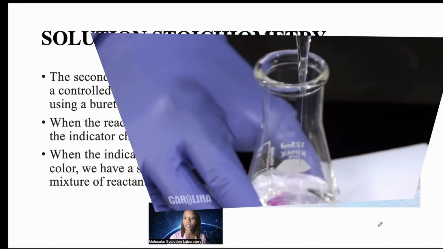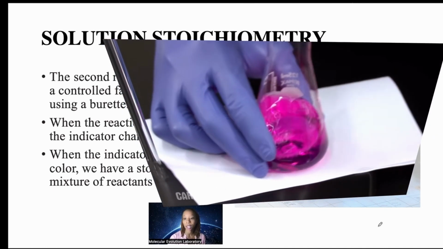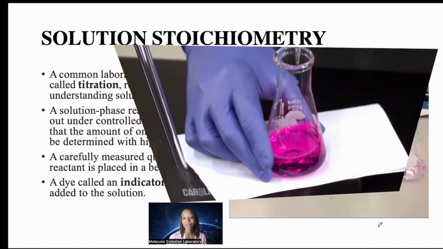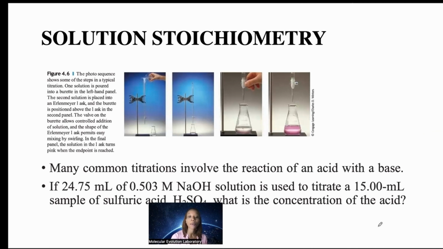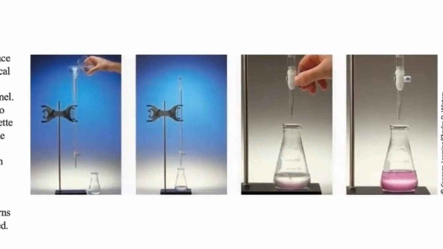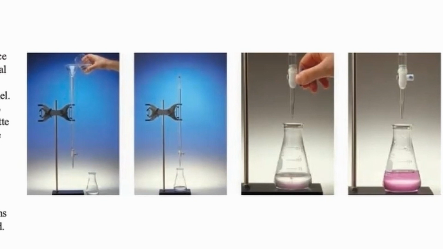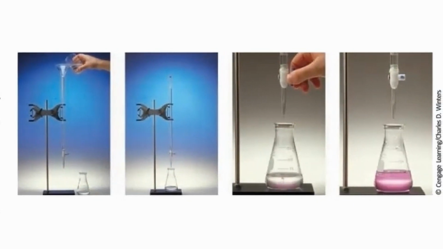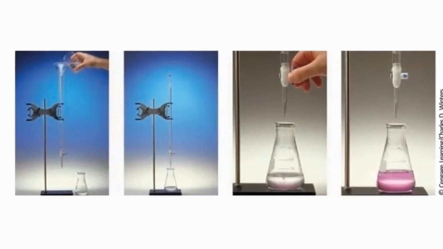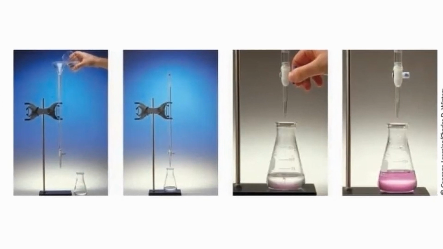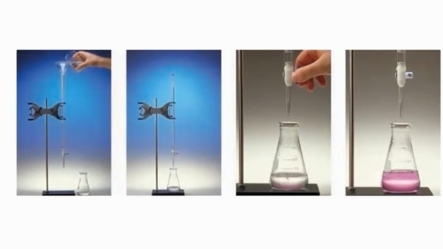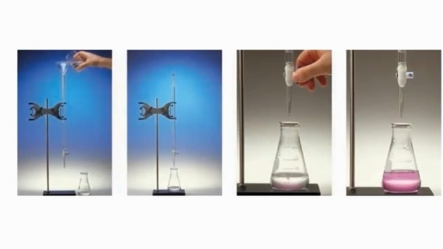So this is basically before the reaction, this is after the reaction, and in this case, you should have a color change. The photo sequence shows some of the steps in a typical titration. One solution is poured in a burette in the left-hand panel. The second solution is placed in the flask, and the burette is positioned above the flask in the second panel. The valve on the burette allows controlled addition of solution, and the shape of the Erlenmeyer flask permits easy mixing and swirling in the final panel. The solution in the flask turns pink when the endpoint is reached.